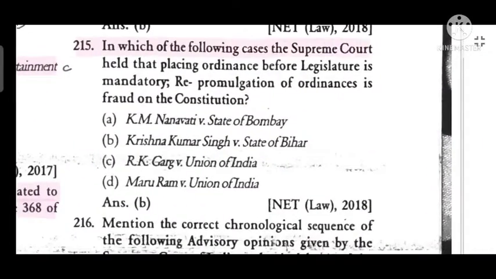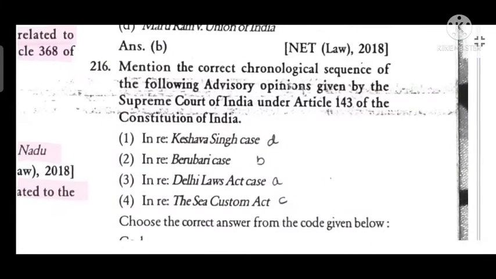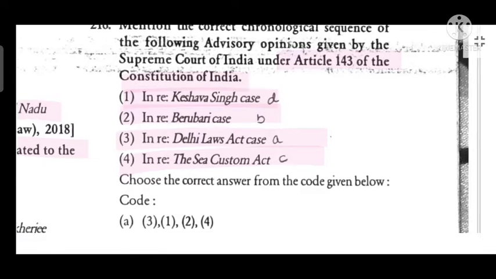In which one of the following cases did the Supreme Court hold that placing an ordinance before the legislature is mandatory, and that re-promulgation of ordinances is a fraud on the Constitution? Krishna Kumar Singh versus State of Bihar. Re Delhi Laws Act case, Re Berubari case, Re Sea Customs Act, Kesavananda Bharati case. Chronological order of Article 143 of the Constitution.